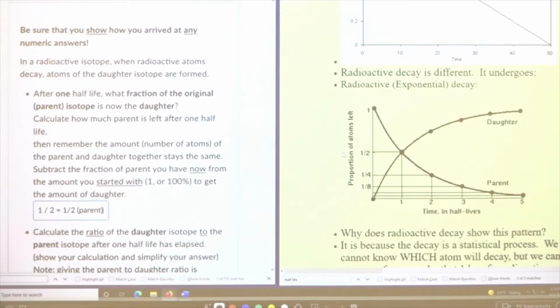How much of that has turned into the daughter? Well, then we can say 1 minus 1/2 equals, of course, 1/2. And I know this is very easy to do in your head, but it's important to do that because we're going to do the same kind of thing in a couple more cases where the answer will not be quite so obvious. So that is now the daughter.